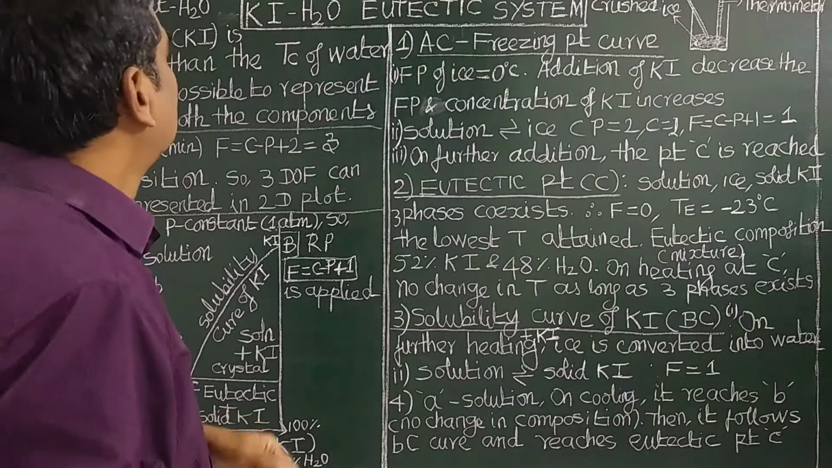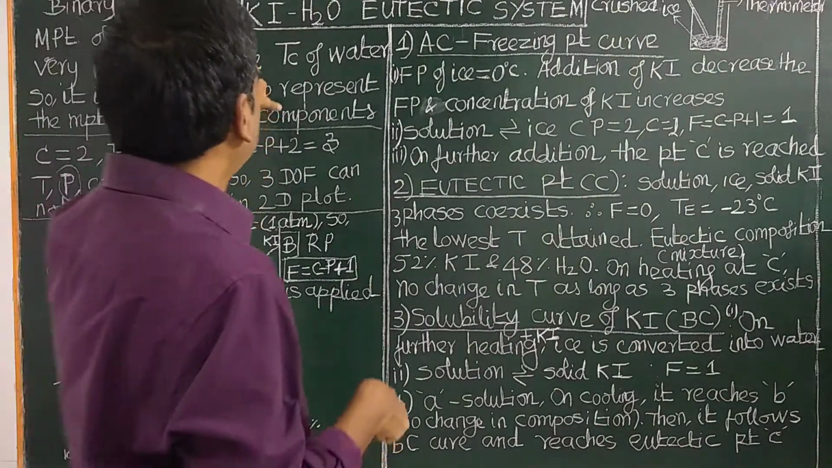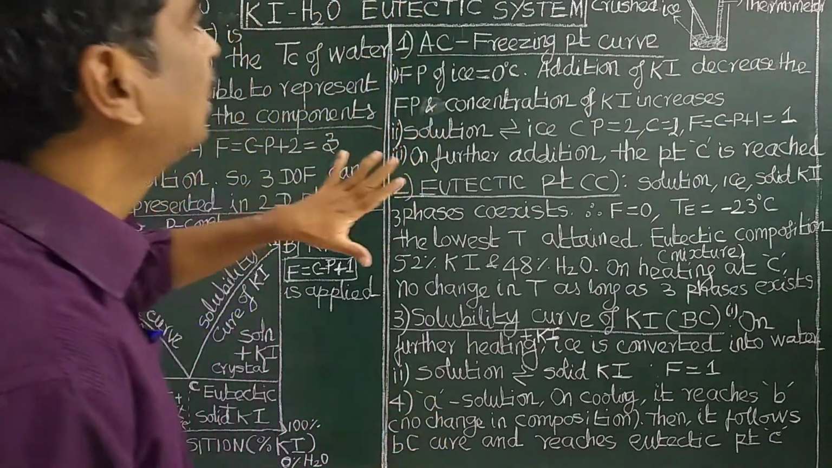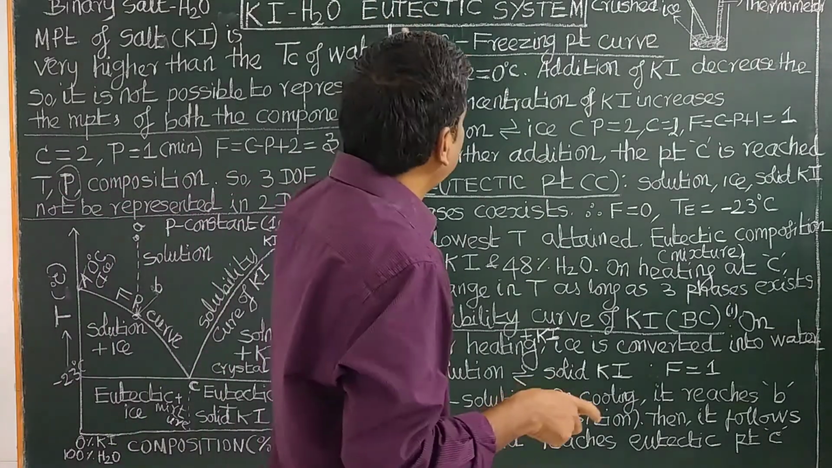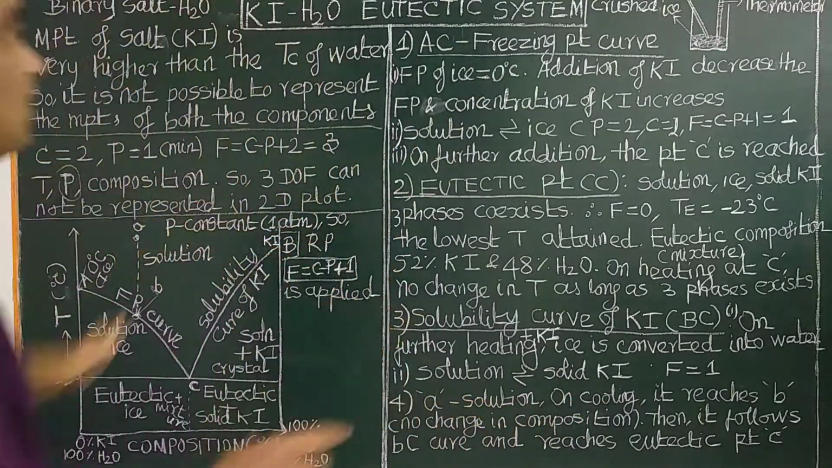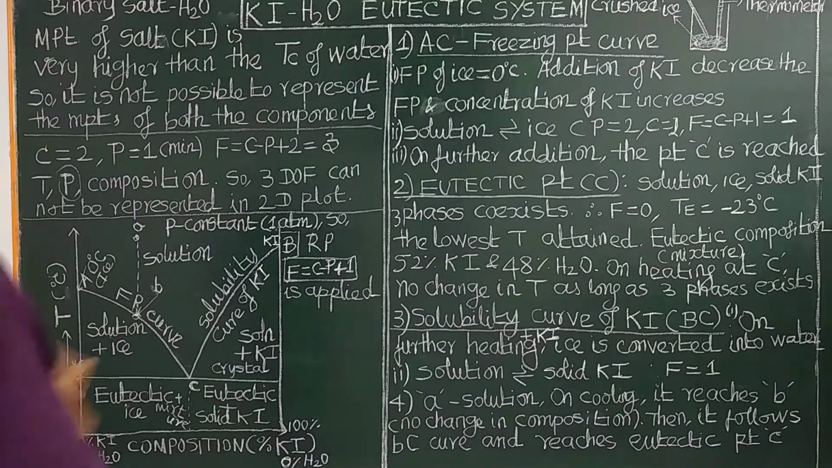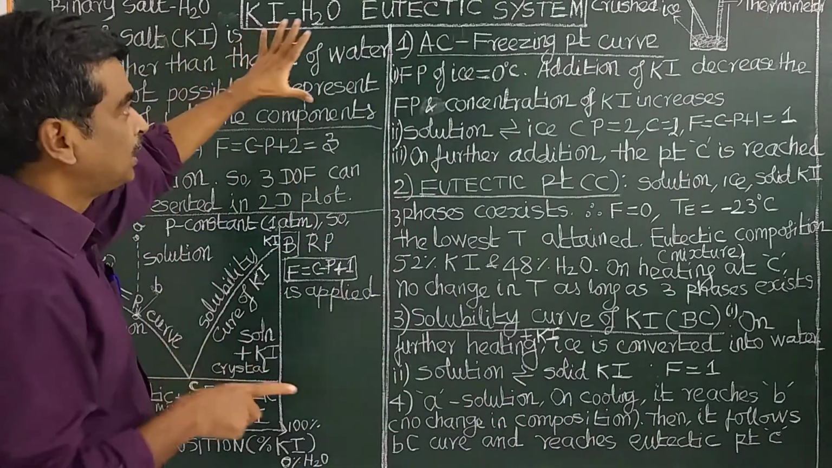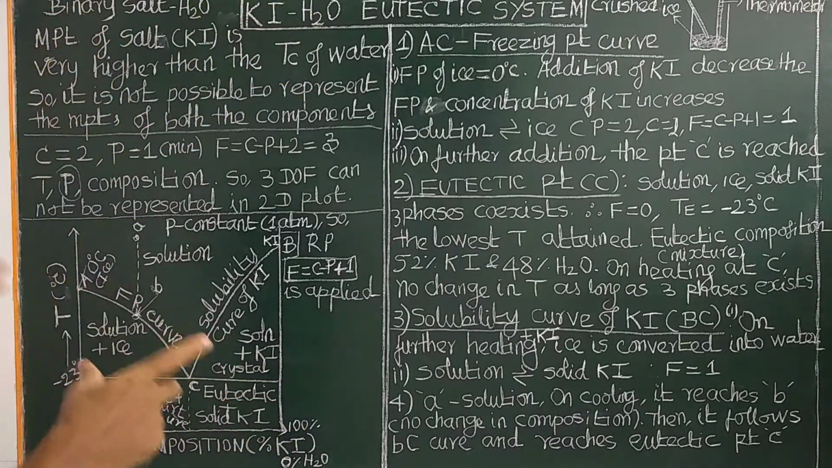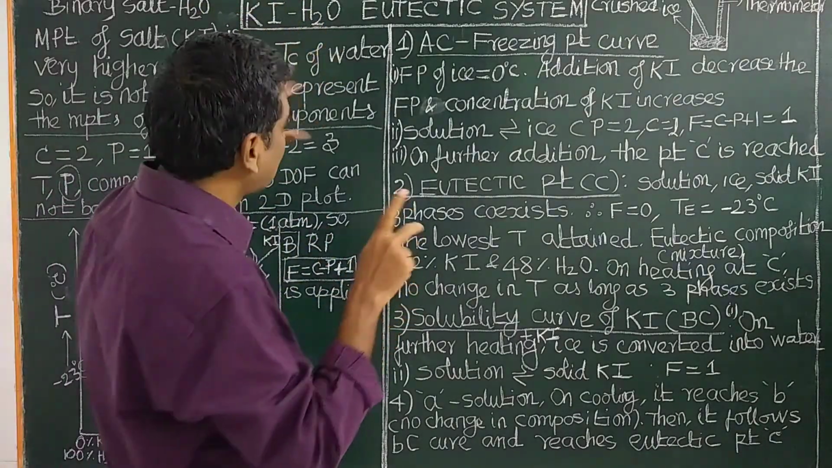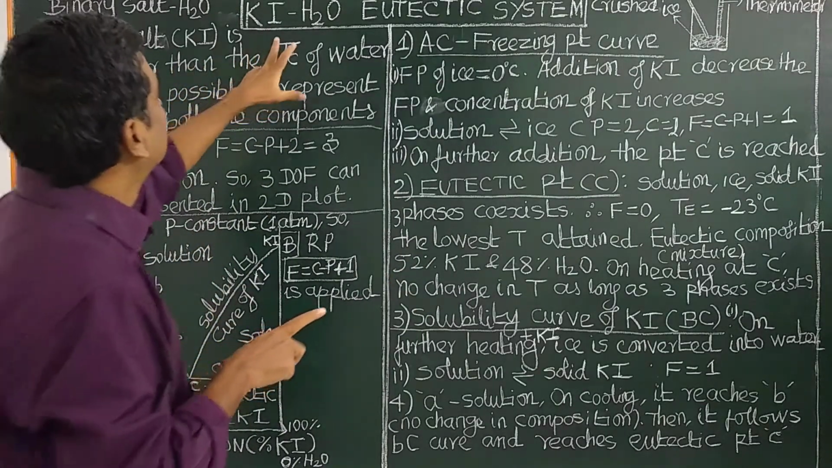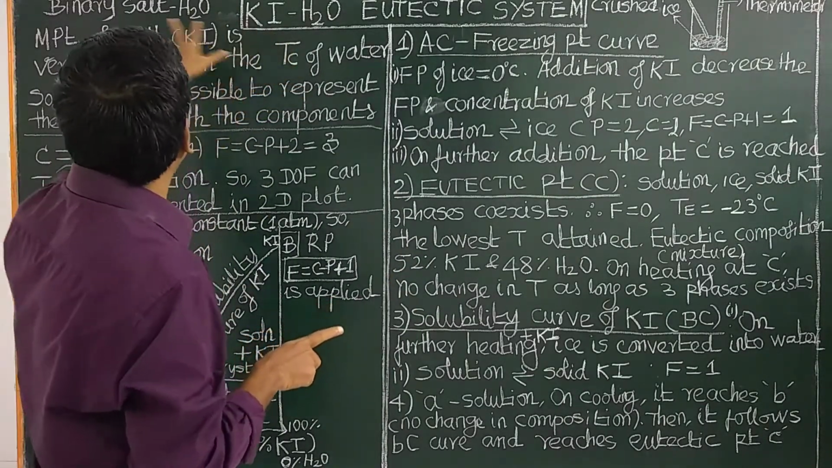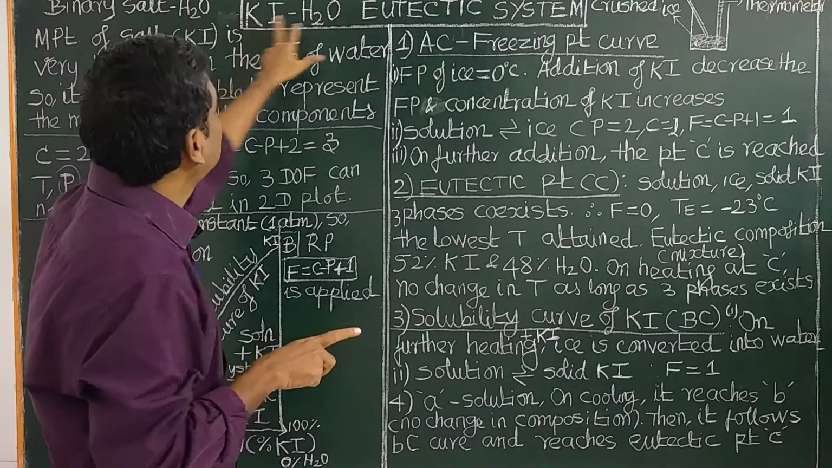Good morning. Today let us study the potassium iodide water two component system. It is an example of a eutectic system. It is also called a binary system because there are two components. If you look at this, potassium iodide is a salt. This is a salt water system.